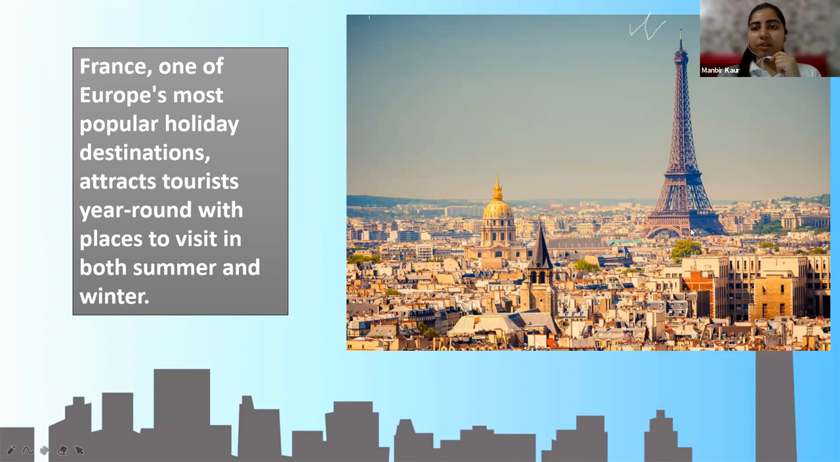So in this picture, can you guess the star? What is this? The Eiffel Tower. Yes, this is the Eiffel Tower. This is one of the most famous tourist destinations of this place.